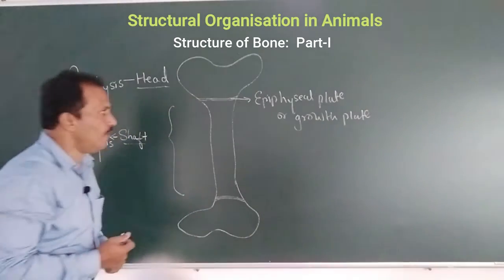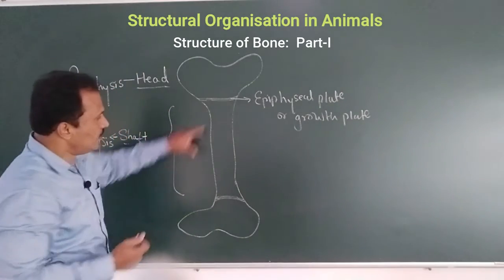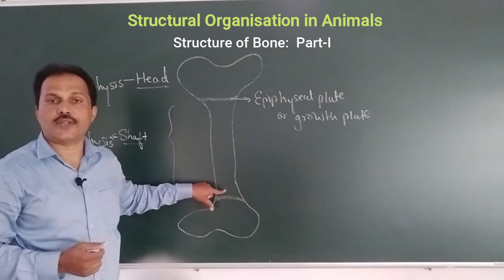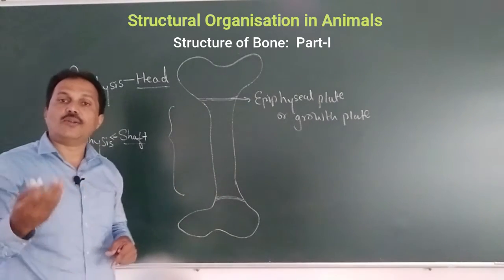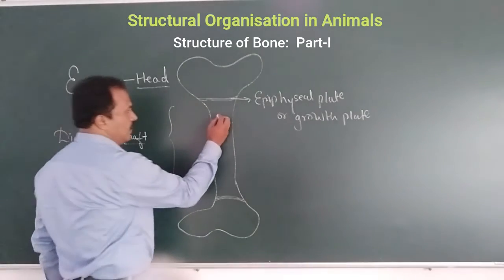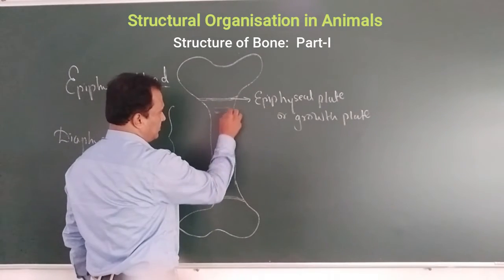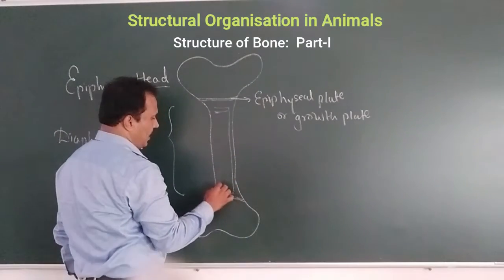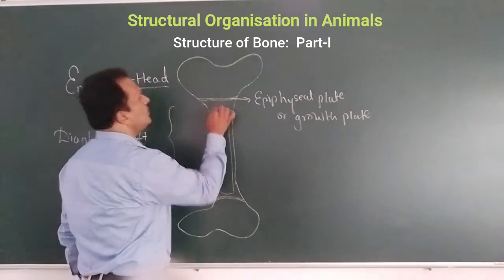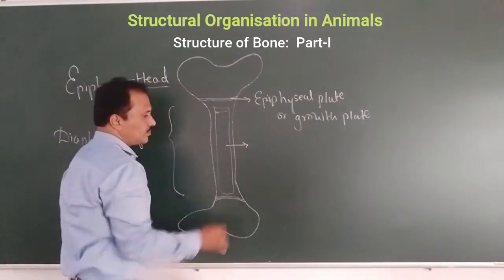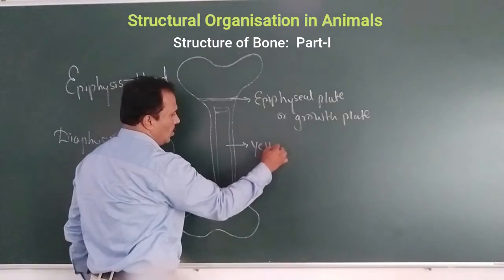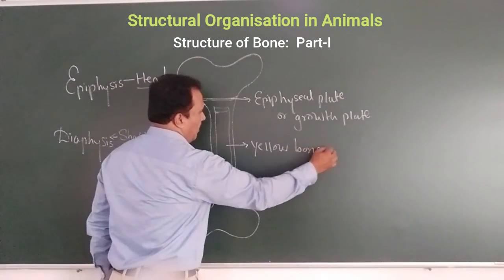If we have a look at this particular shaft region, there is a hollow space inside, it is a hollow structure. Inside there is a cavity, and this cavity is filled with yellow bone marrow.